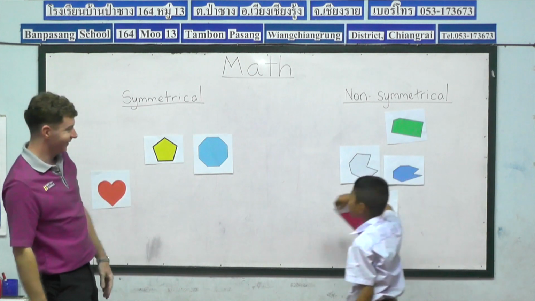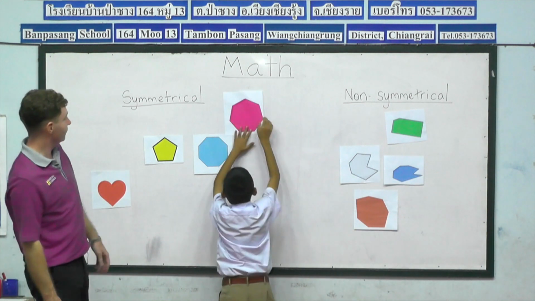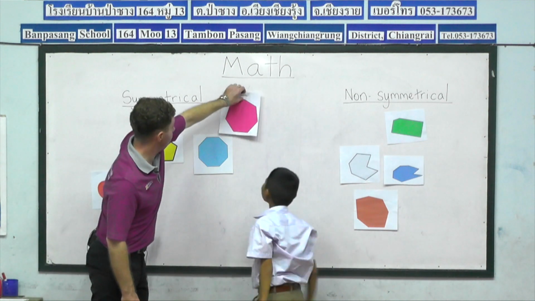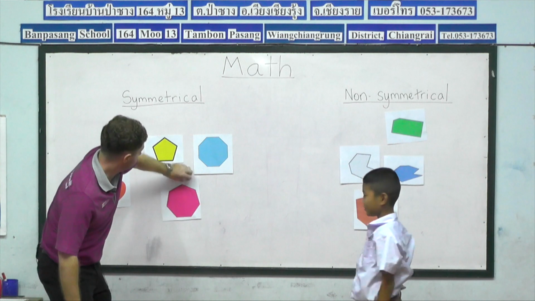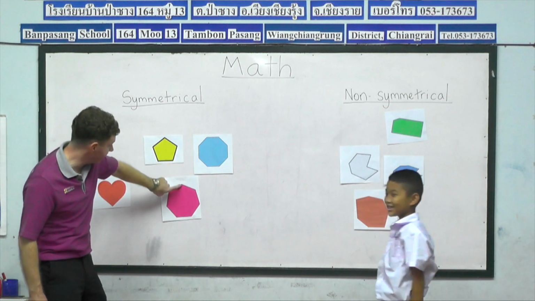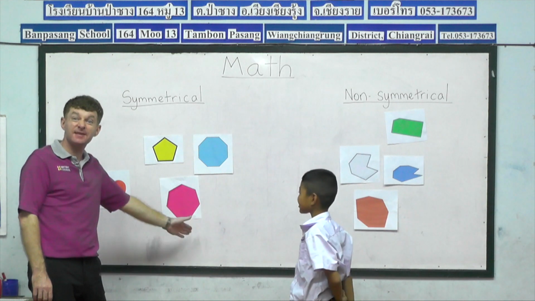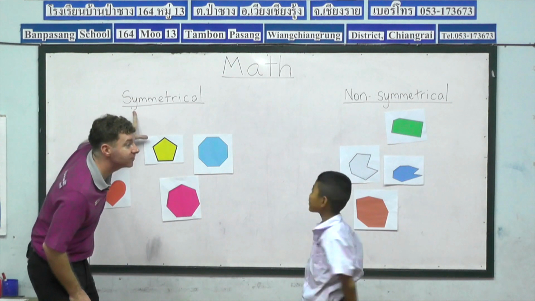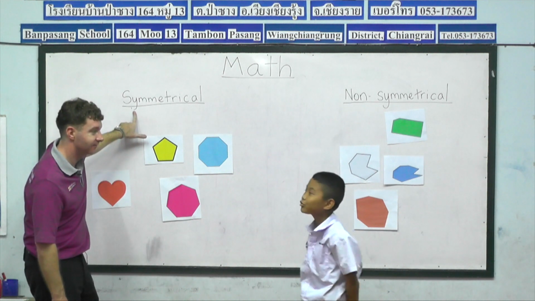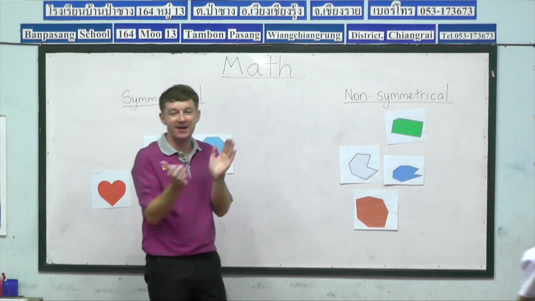Really? Yes. Okay, a bit more to this side for me, just so we can, here we go. Because you can imagine a line going down the center. The left-hand side and the right-hand side are the same. So what do we say? Symmetrical. Very good. High five. Big round of applause for that.